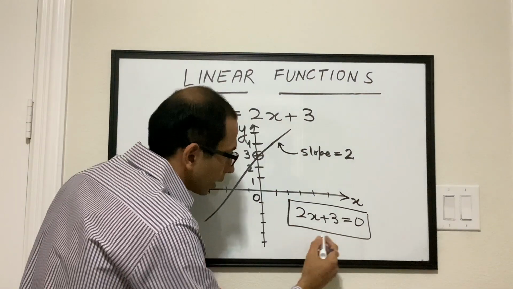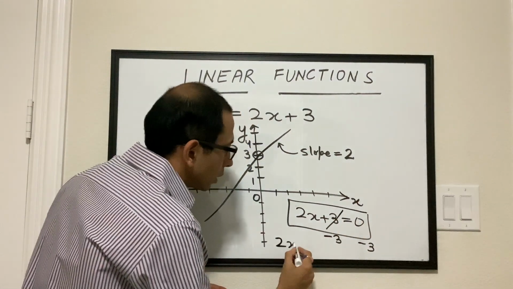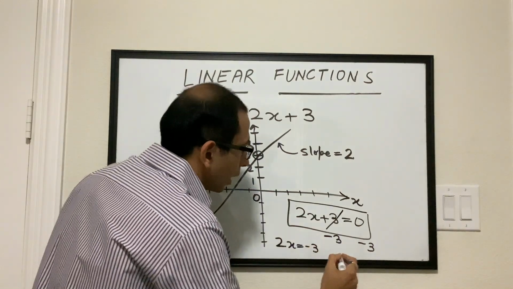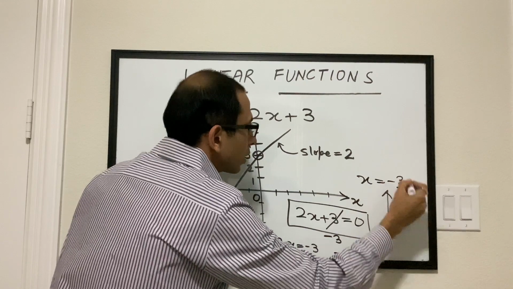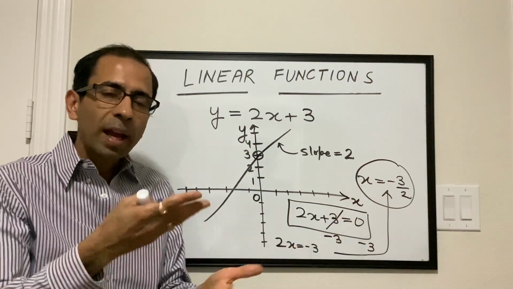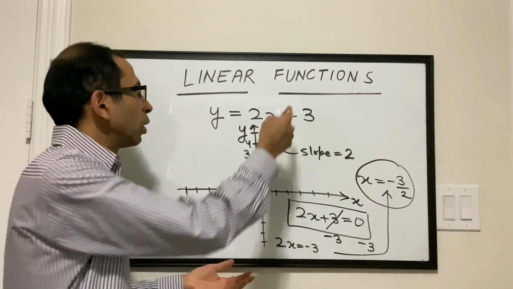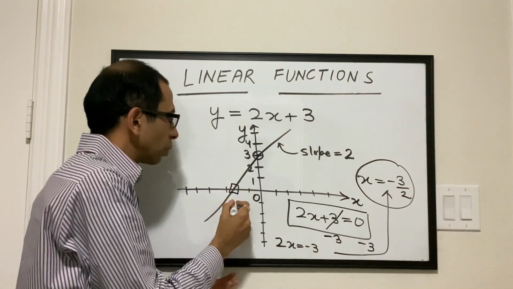So when we solve this, we subtract 3 and we get 2x = minus 3, and then finally we get x = minus 3 over 2. What does this represent? This represents the x-intercept, or the value of x where the value of this whole function is 0. So this is the value, which is minus 3 over 2.